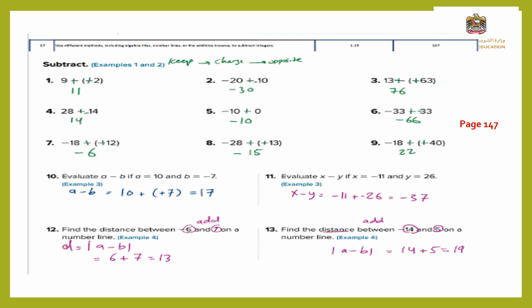Here, subtraction means change the sign and add. So 9 minus negative 2. I told you, this minus means change the sign to positive, and this also changes the sign. Change the sign and add. Here also change the sign. This is negative, so make it positive, which means subtraction. 10 was a positive number, make it negative and add together. So subtraction means change the sign and add.